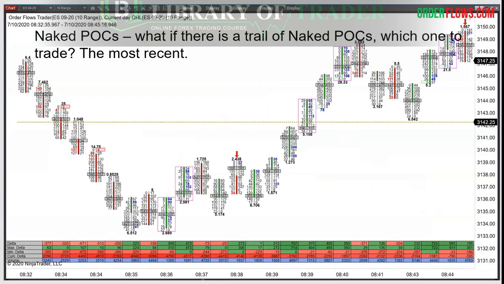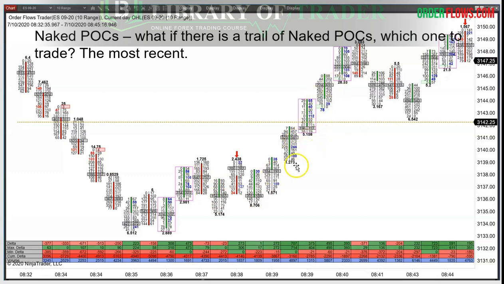Now, naked POC, what if there's a trail of naked POCs? Which one to trade? All right, I just sort of explained that. You trade the most recent ones. Okay, what do I mean by that? Here's a naked POC, you came back, you filled it. Then you got naked.